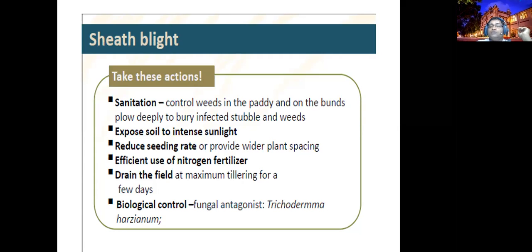So if you are suspecting that your field or your paddy plant will get infection, then draining the field at the maximum tillering stage is an ideal idea to escape from this disease. And biological control agents.